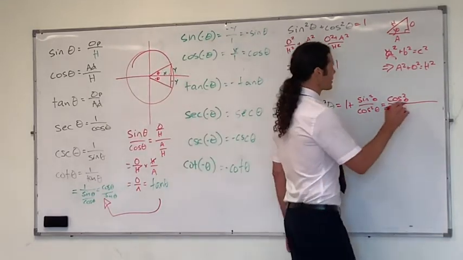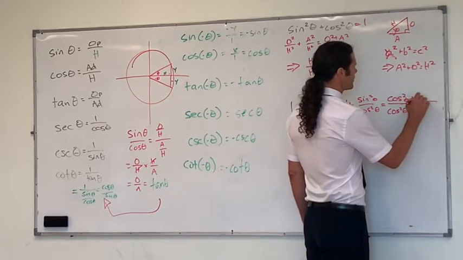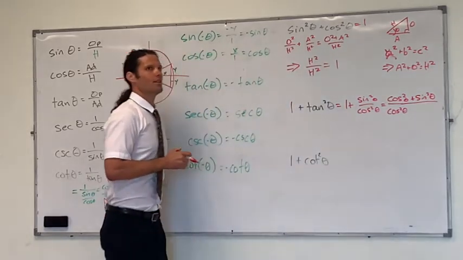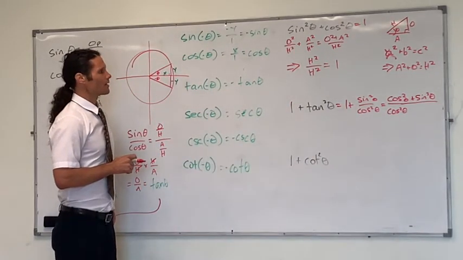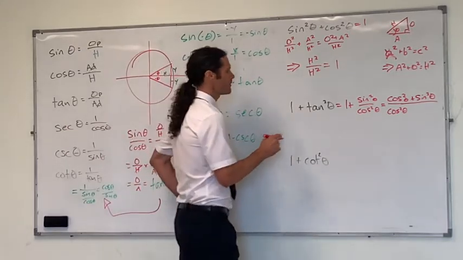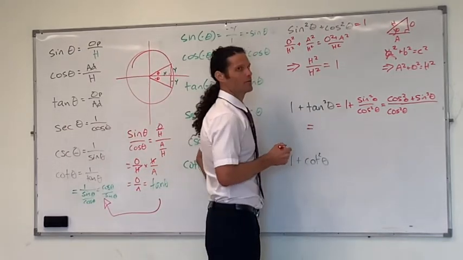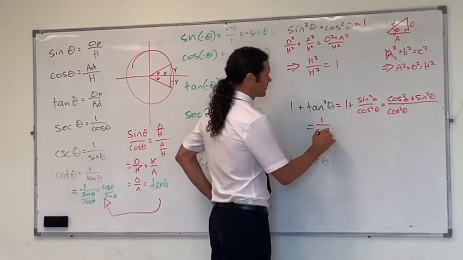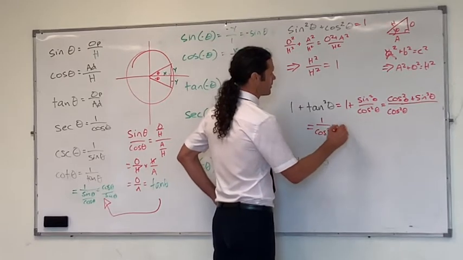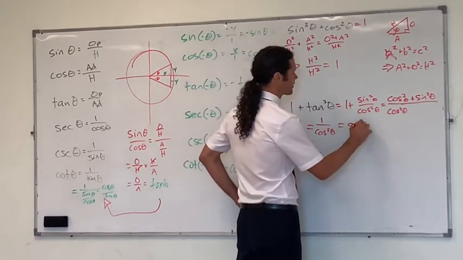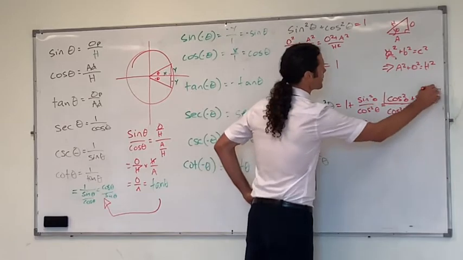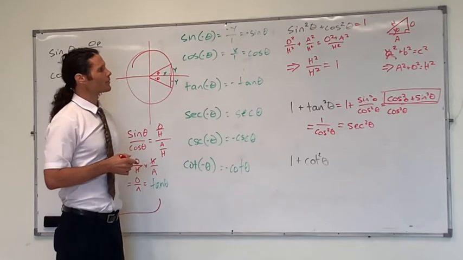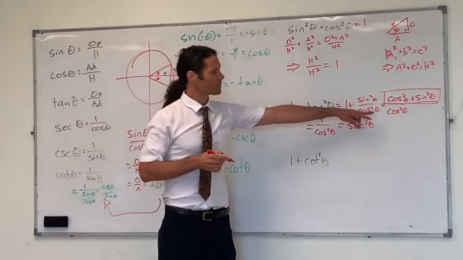And so now we've got cosine squared theta plus sine squared theta in the numerator. And so then what we have here is this is equal to 1 over cosine squared theta, or secant squared theta. Because remember, that's our Pythagorean identity from up here, right? Sine squared theta plus cosine squared theta is equal to 1. And so we've got 1 in the numerator, cosine squared in the denominator.